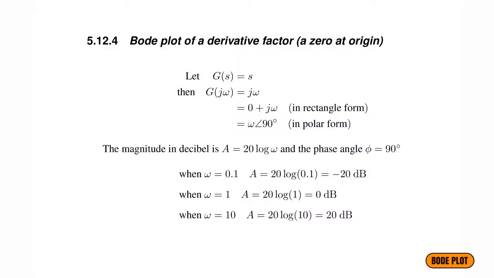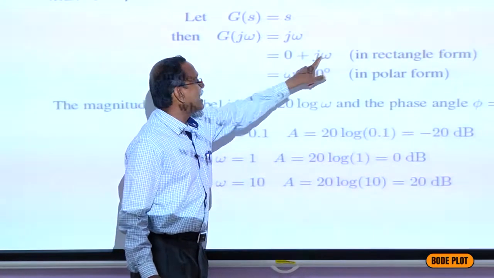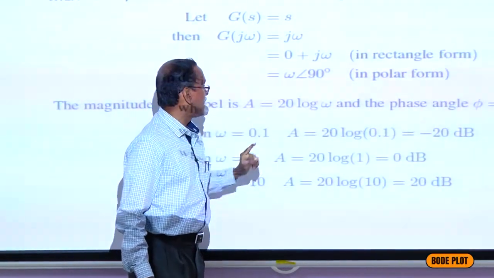So, the slope for 1 by s is minus 20 dB per decade. Here, it is plus 20 dB per decade. The slope will increase; that is the only difference. So, you see that G of j omega equal to j omega, so 0 plus j omega. Therefore, for this the angle is plus 90 because of plus j omega. So, the angle is 90 degrees plus, and the magnitude of this is omega.